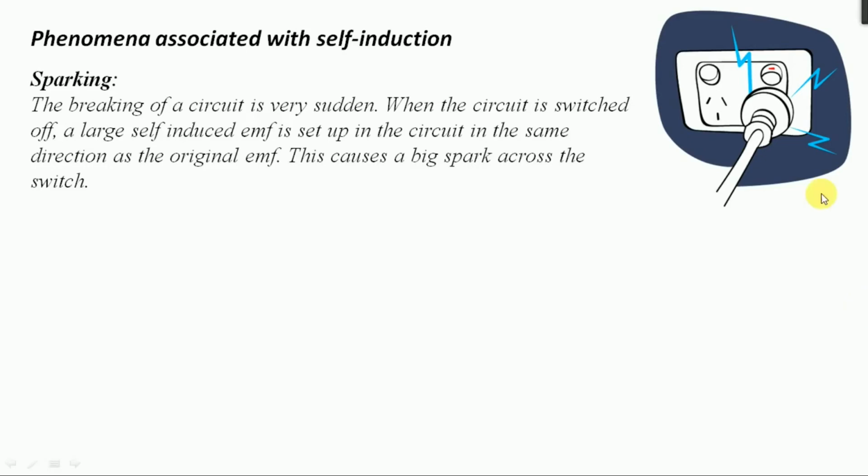When we switch off the circuit, we get a spark. When we switch off the circuit, the magnetic flux through the circuit decreases and there will be an induced EMF in the direction of current, and a large amount of current is produced, due to which the air is ionized and we get the sparks.